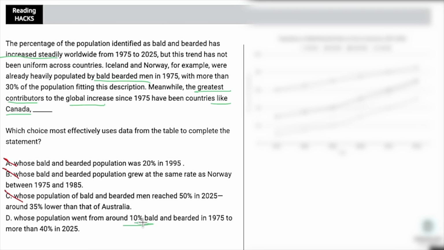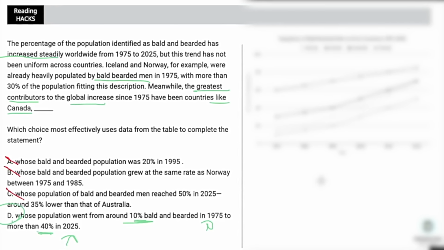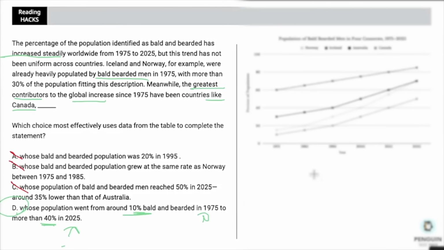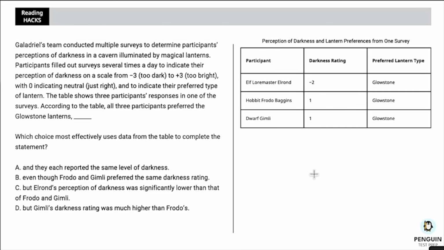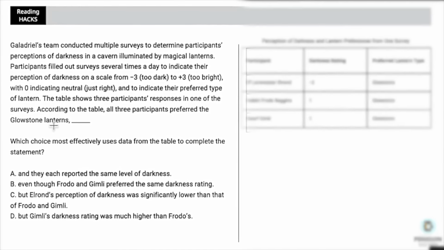It went from 10% around this earlier date to 40% around this later date. That's literally growth. I can choose D. I don't have to look at the graphic. And that is going to be the case for a majority of these questions. That said, every once in a blue moon, you will need to look at the graphic, but you can still start the same way.